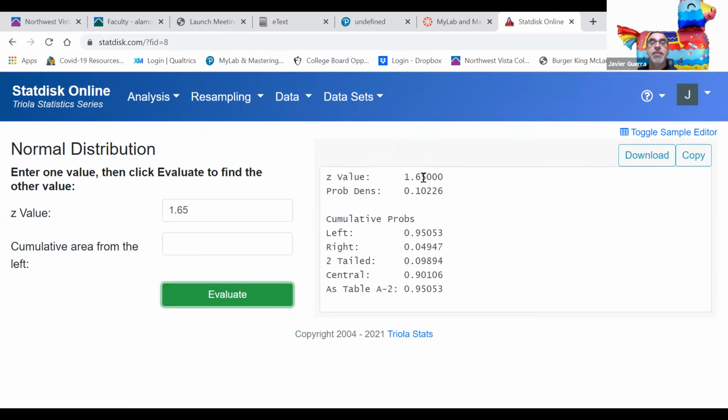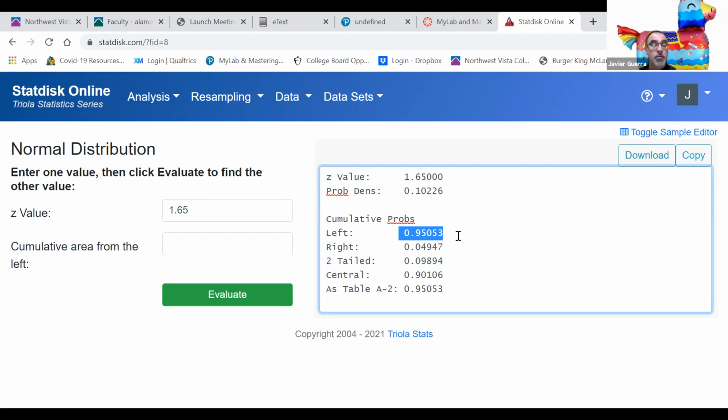All right, that matches. And so I shaded to the left, so there's my answer right there. But I have to write it in as 4 digits. That one has 5, so it has to be in 4. So it looks like it's going to be 0.9505. And there's my answer.